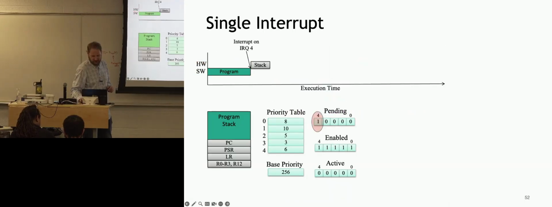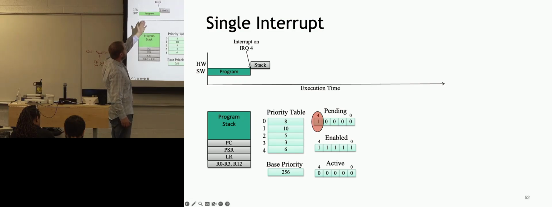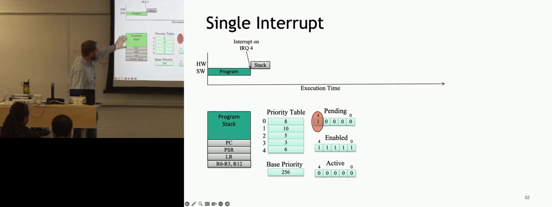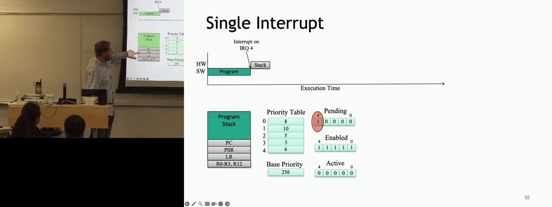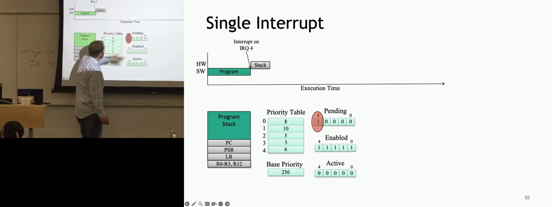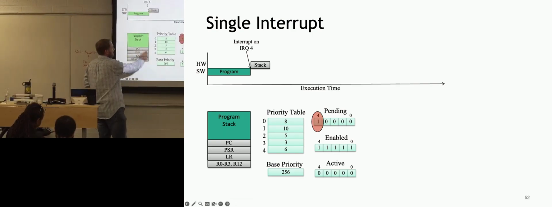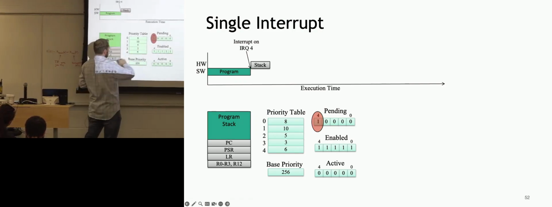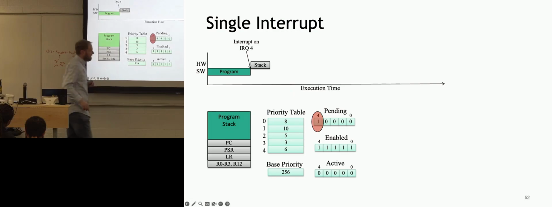All right, so let's say IRQ4 goes off. That's going to cause us to start stacking. Here's our program state: the PC, the program status register, the link register, R0 through R3 and R12. You put those on the stack. That has caused us to be in pending. Because we're in the process of stacking, we're not active yet. It's going to take 6 cycles or so to completely stack and get into our active state.